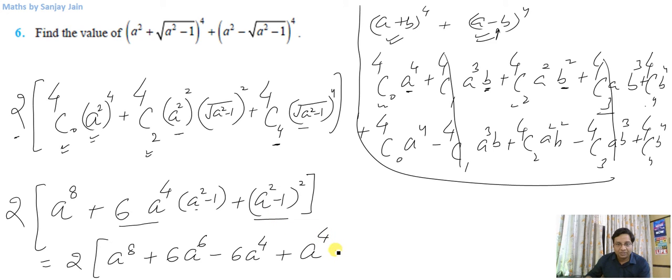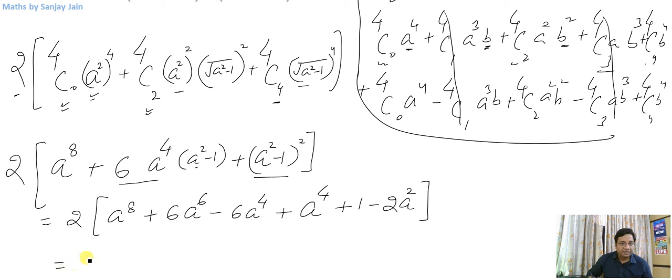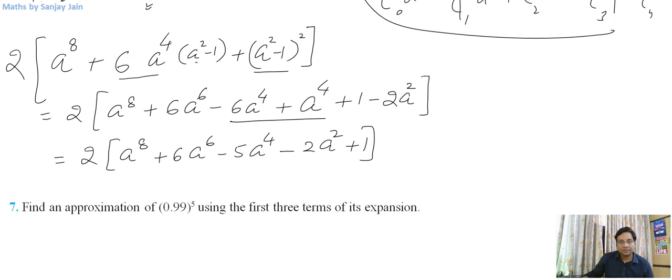a^4 + 1 − 2a^2, right? So I can write this as 2a^8 + 6a^6 − 5a^4 − 2a^2 + 1. Let me just verify the answer. So everything seems correct. Let's move to the next one.